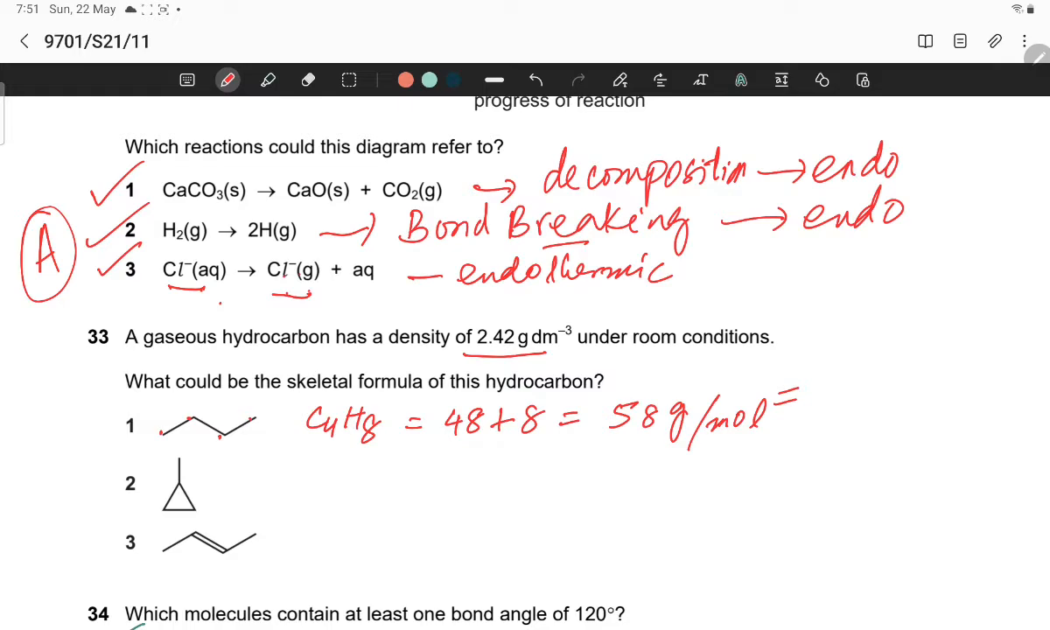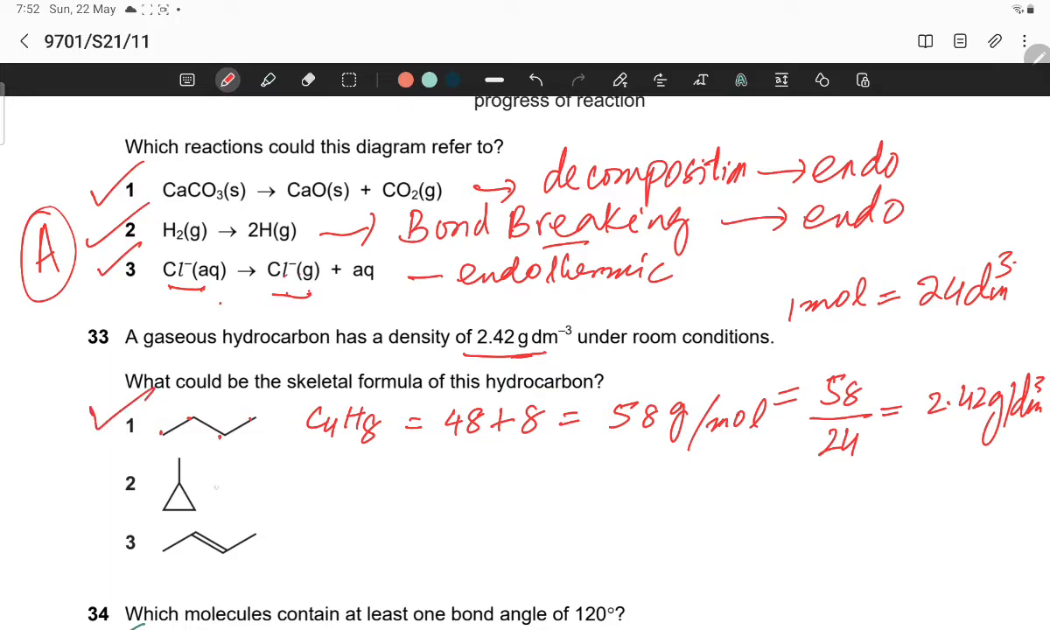And this is 58 gram per dm cube. 1 mole is equal to 24 decimeter cube. So this is 58 divided by 24. This is equal to 2.42 gram per dm cube. So this is the correct option.